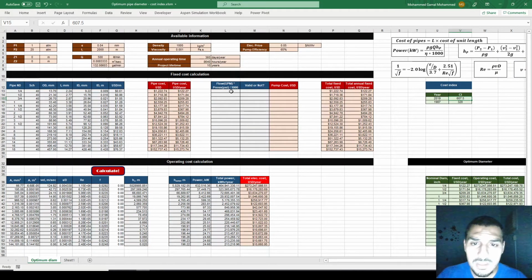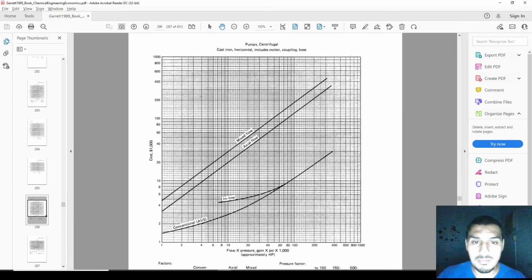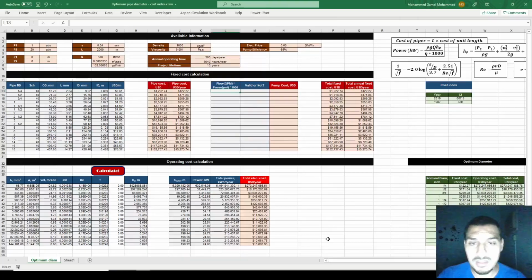What I'm going to do here is calculate the pressure multiplied by the flow, and check if it's valid or not, because some values will be beyond the maximum value, which is 400. So I'm going to check if the values are valid or not. It's like what we did in the previous video, if there is a pump that can do this or not. So it's the same thing.